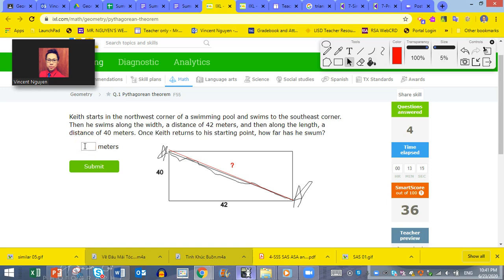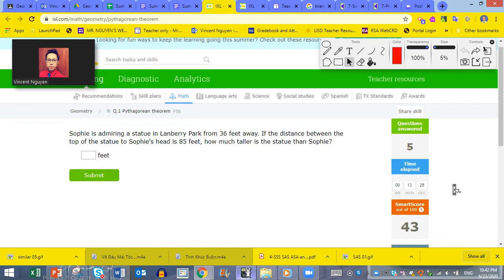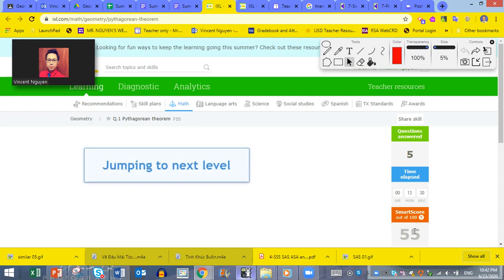140 meters. That's a lot. I don't know if I can swim that much or that long. 140 meters. Enter. Yay. Okay. All right. I'm gonna jump level. Let me clear out all of this. There you go. I'm gonna jump level. Let's see what kind of problem we get.